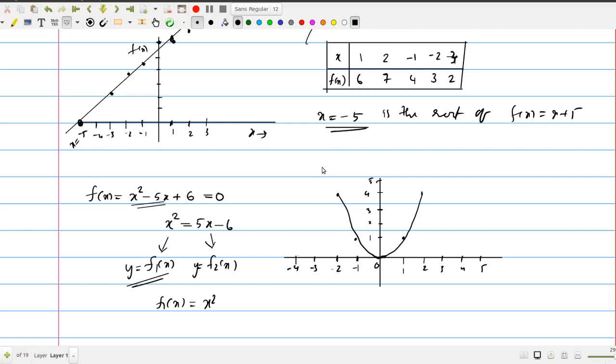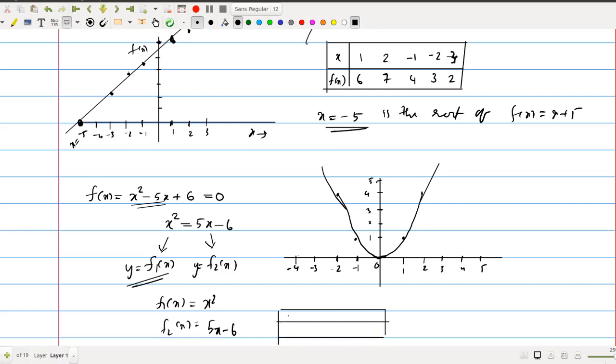This is the graph of the parabola. Then you can easily draw the graph of the first function. Similarly, what is f2 of x? f2 of x equal to 5x minus 6. So this is again a straight line, so you can easily draw the graph of this.